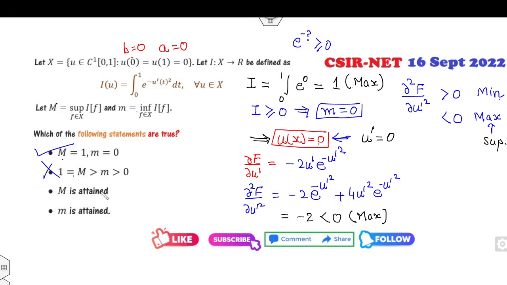Now, is M attained or not? The maximum value I have obtained is 1, and this is obtained at this solution. So yes, M is attained. Can you get the value of I as 0? I is 0 for what value of u? Since it is global, it is a strong maxima. There is no weak, there is a strong maxima. So every time the maximum occurs, the minimum is not attained. Although the infimum is 0, the minimum is not attained. So the right answer is A and C are the correct options.